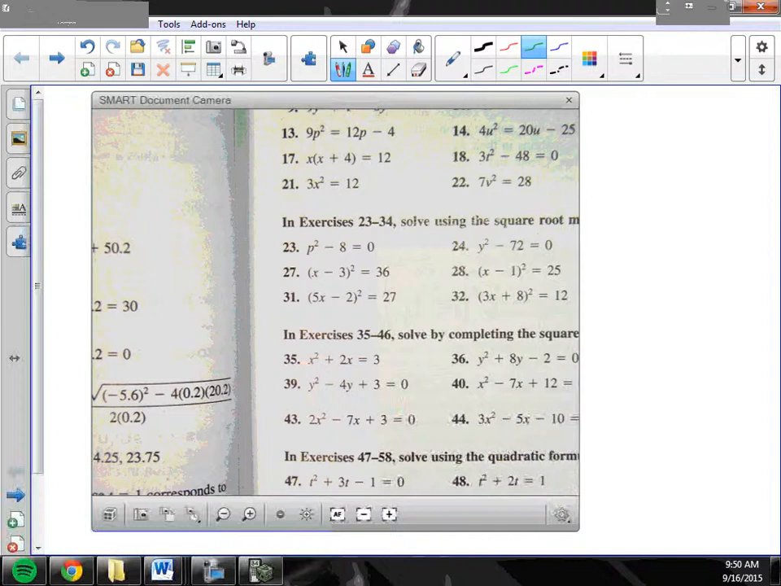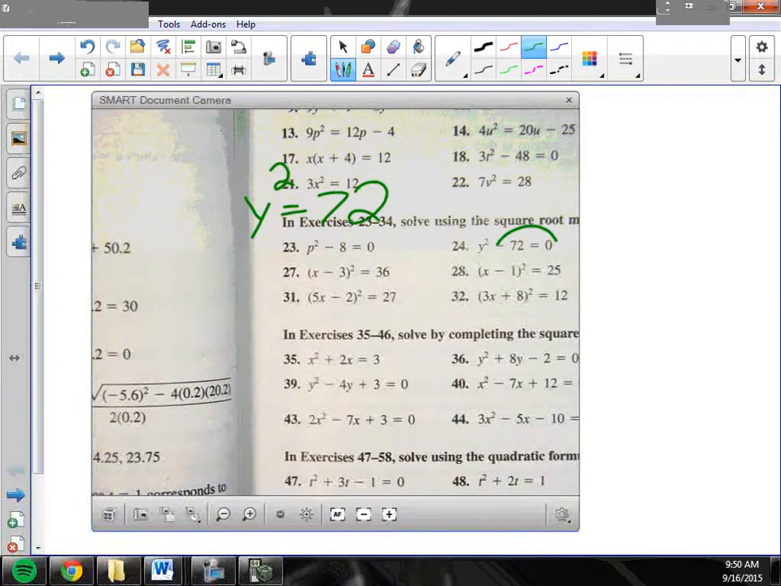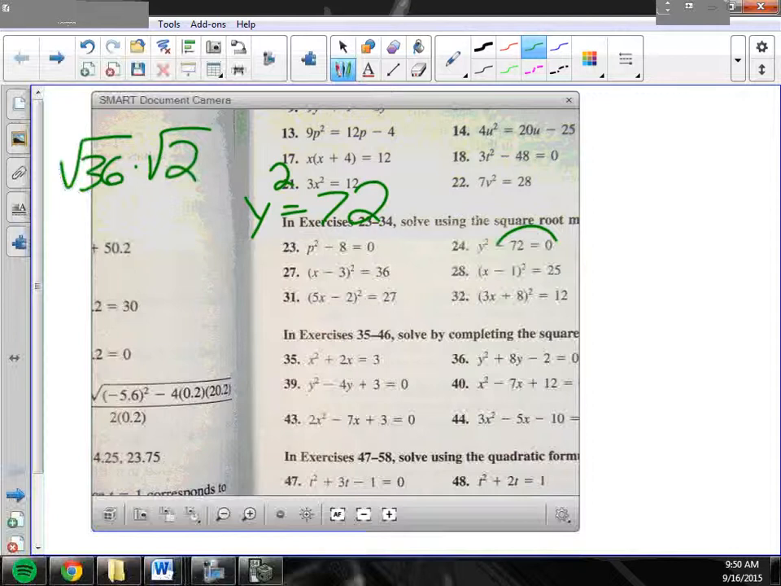So let's look at 24. I'm going to add the 72. Y squared equals 72. Does 72 have any perfect squares as its factors? 9 and 4, which means it also has to have 36. So the square root of 72 is essentially the square root of 36 times the square root of 2, which simplifies down to be 6 root 2.